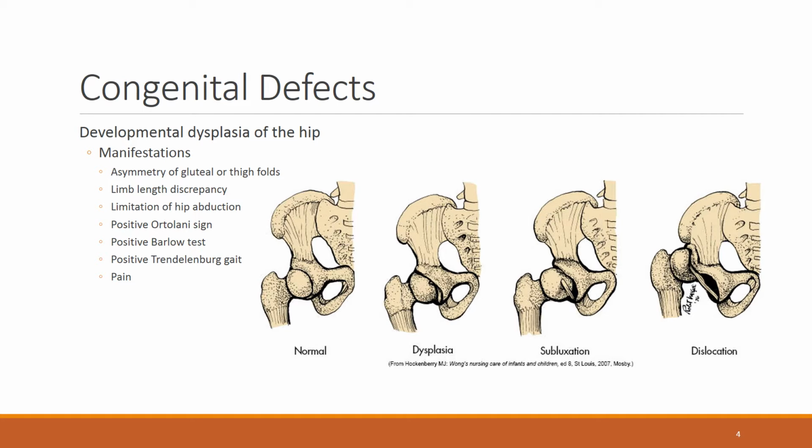So the picture here presents dysplasia of the hip with different manifestations, and also how subluxation and dislocation can occur with the dysplasia. With dysplasia of the hip, you see that the socket is actually malformed, and that malformation allows for easy subluxation and dislocation.